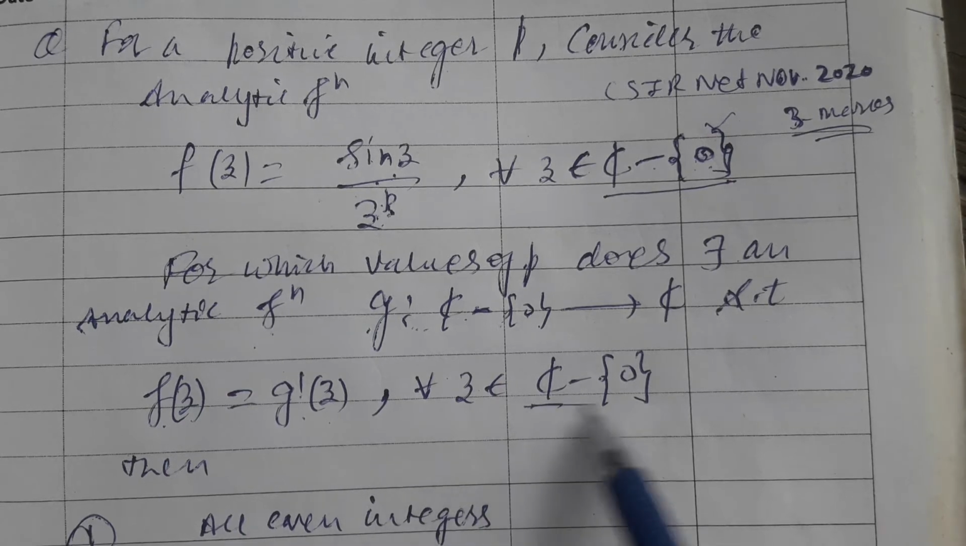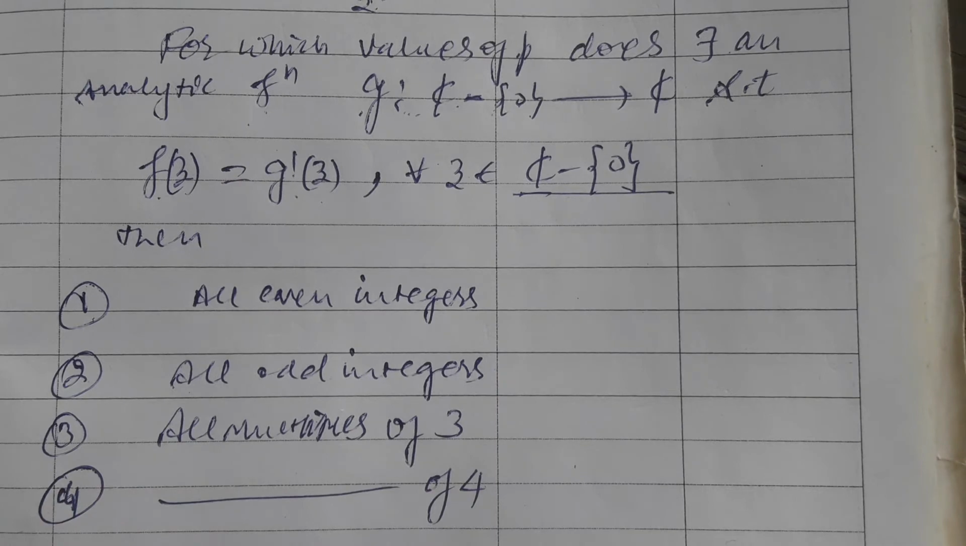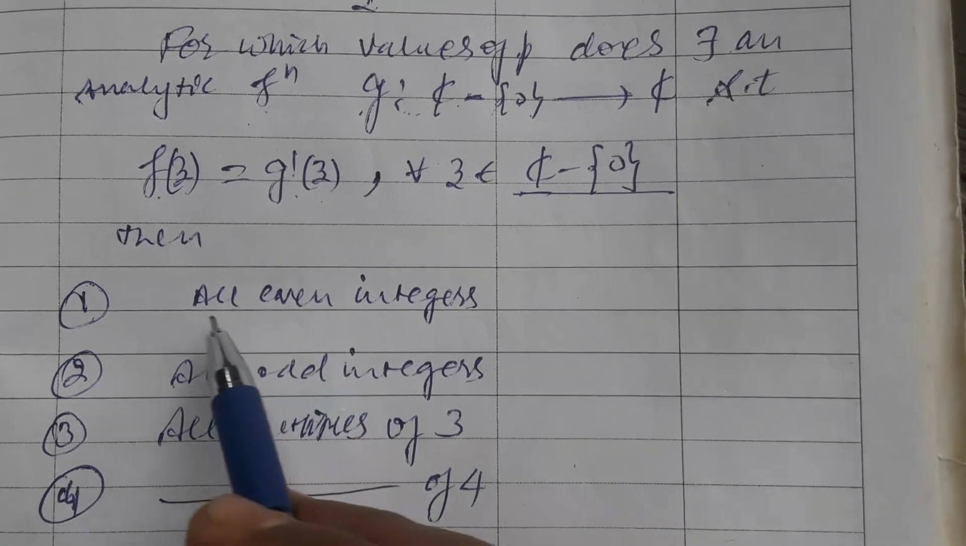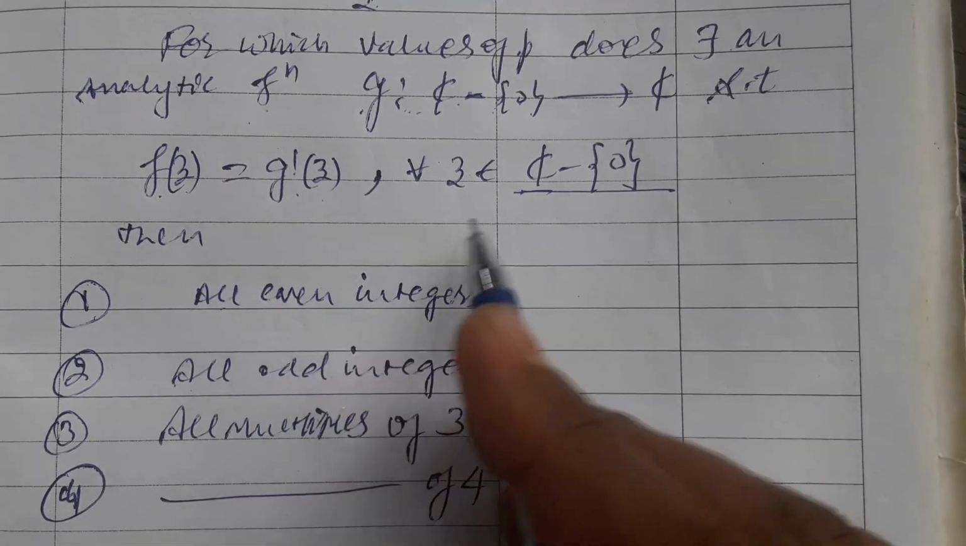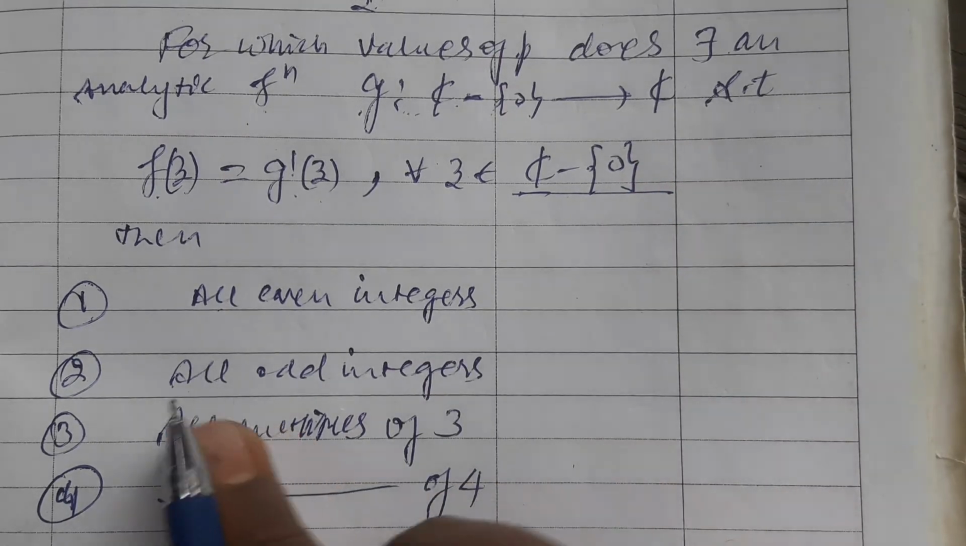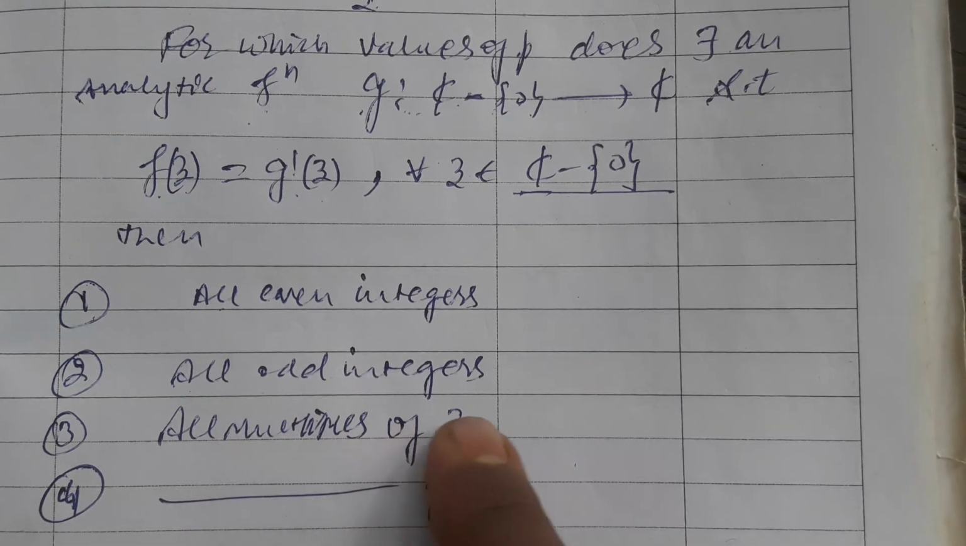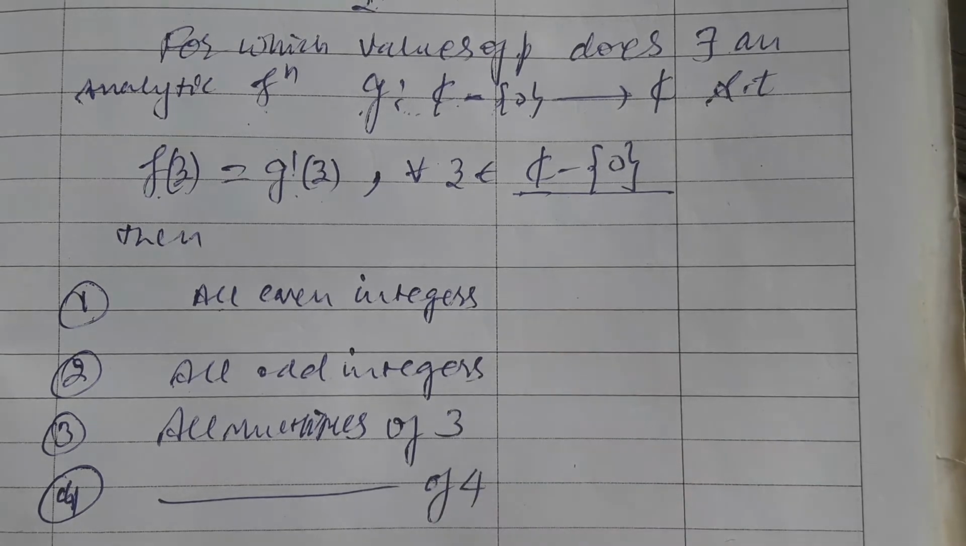Here the same domain is given, so we are asked which of the following options is correct: whether this holds for all positive integers, either for all odd integers, or for all multiples of 3, or for all multiples of 4. We are given 4 options here.